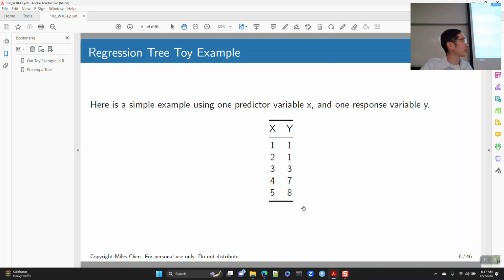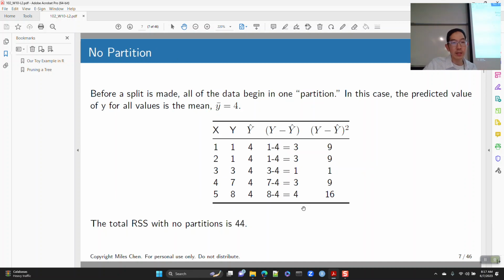We're going to ask where we should create a split so that we get our best predictive performance as far as the regression tree goes. We start off with the base case where we have no partition. If we have no partition, then we would just predict one value for everyone. And the best value to predict, the one that minimizes your residual sum of squares, is the mean, right?